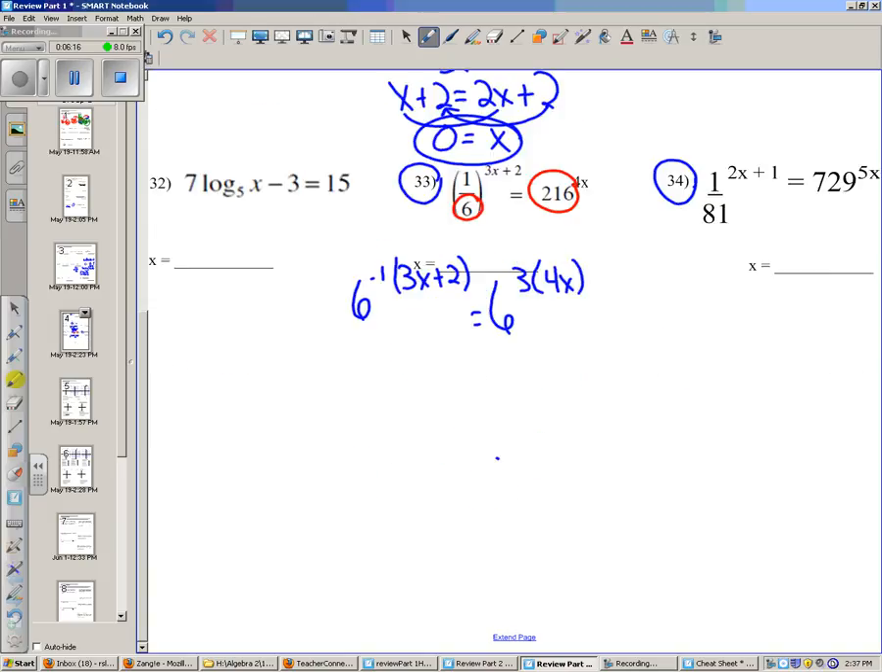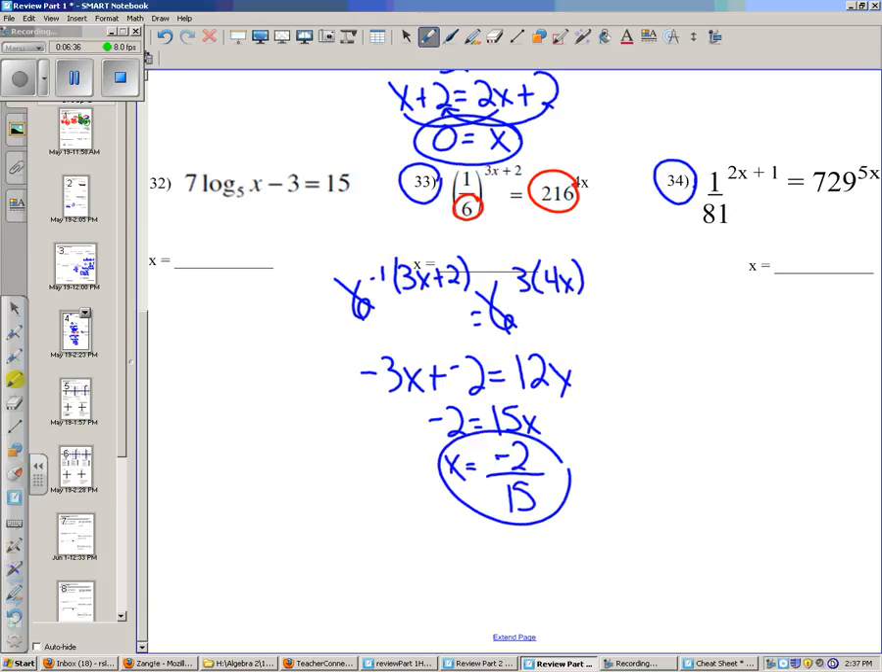Now that my bases are the same, I'm just going to ignore them, distribute my negative 1 in, multiply the 3 and the 4x. I'm going to add the 3x to the right side, and now to get x by itself, I'm going to divide by 15. So my answer is negative 2 over 15.